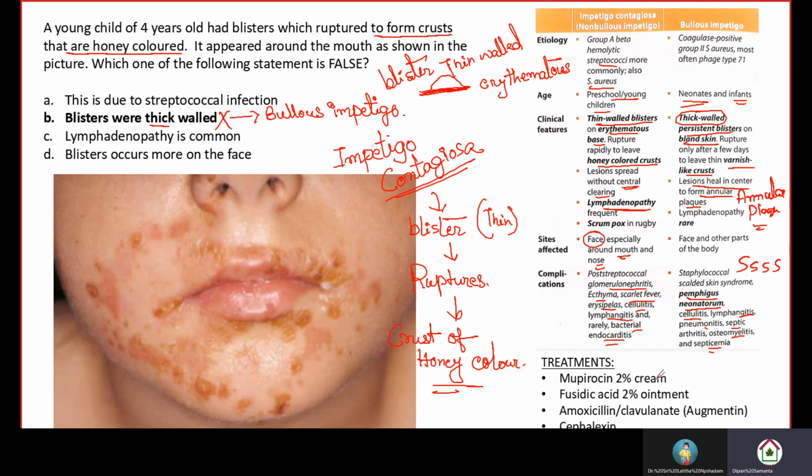Now the treatments. Treatments include mupirocin 2% cream, fusidic acid 2% ointment, amoxicillin-clavulanate, which is also called Augmentin, both in combination. Cephalexin and clindamycin can also be given. So these are the treatments of impetigo, especially for non-bullous impetigo, impetigo contagiosa.